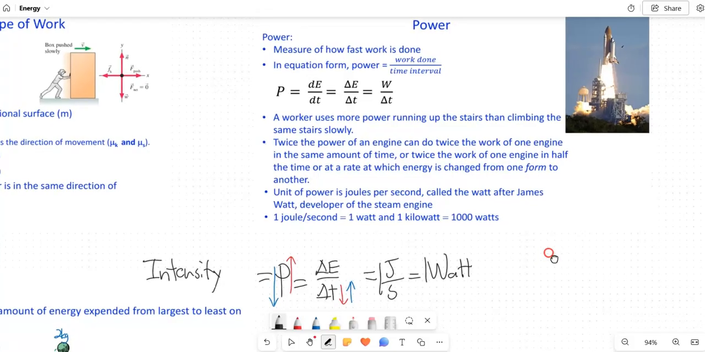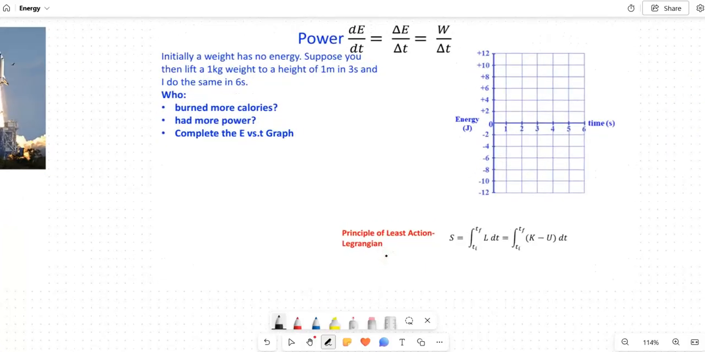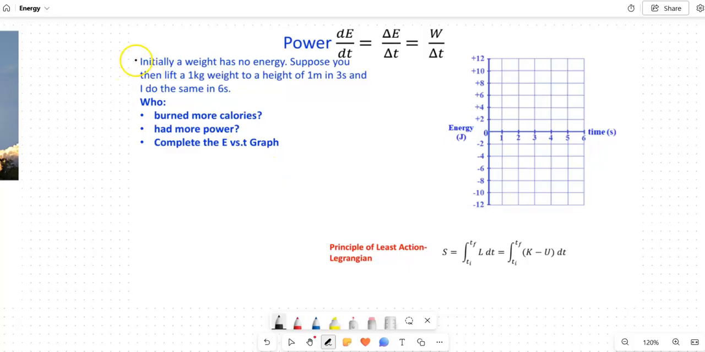So let's test your understanding of power. Okay. So you and I are working out right next to each other. And you are going to lift a weight up. A weight is sitting on the floor. And let's say you lift a 1 kilogram weight, 2.2 pounds, up 1 meter in 3 seconds. And I do the same in 6 seconds. Who burned more calories? Who had more power? And let's plot those on an energy versus time graph. Okay? So go ahead and answer this question and try this out, and pause the video now.